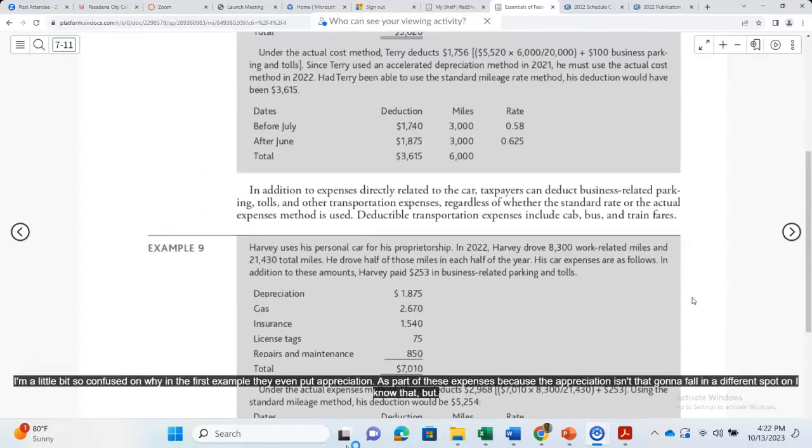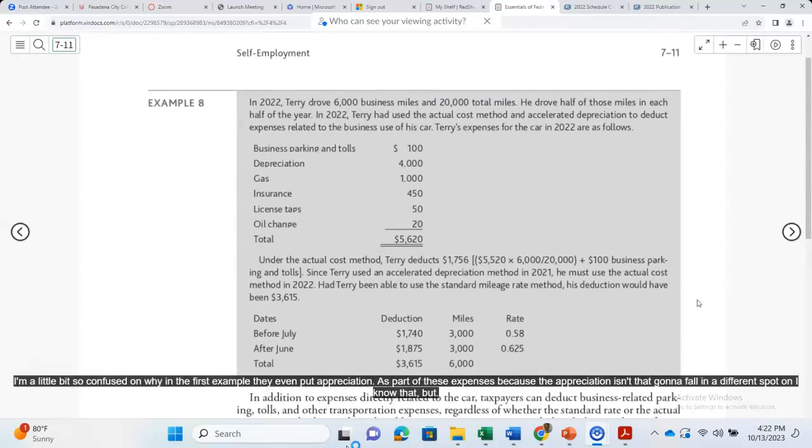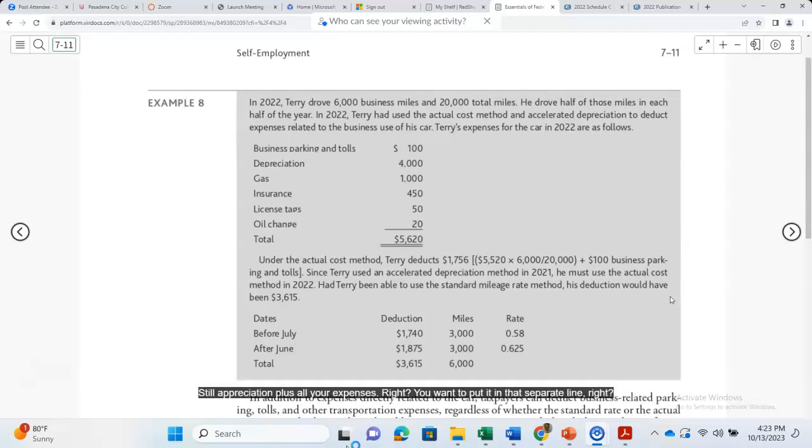I'm a little bit confused on why in the first example they even put depreciation as part of these expenses, because depreciation, isn't that going to fall in a different spot on the Schedule C? I know that, but still, depreciation plus all your expenses, okay, right? They're just trying to show you the difference. The depreciation, you want to put it in that separate line, right?